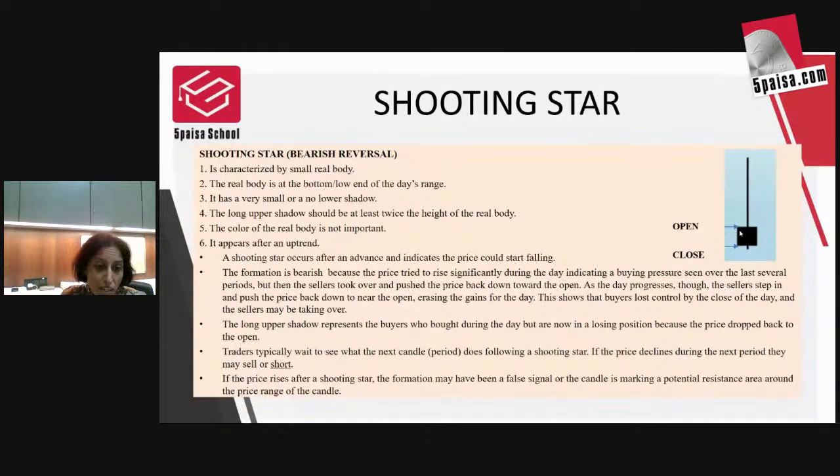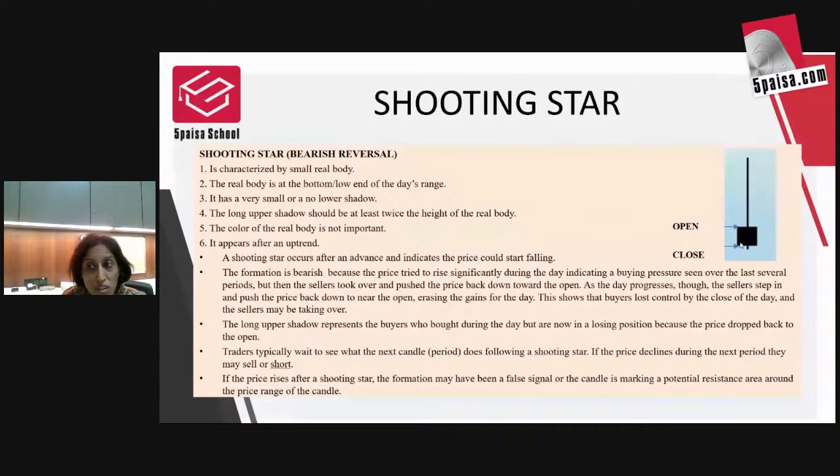So the traders typically wait to see what the candle is going to be like in the forthcoming trading session, which will help to understand what is following a shooting star. So if the price declines during the next period, they may sell or short, which is a confirmation that from here on the market is going to move downwards. And that is where in the next period you will see a downtrend happening, and the market participants may sell or short by looking at this kind of an indication.